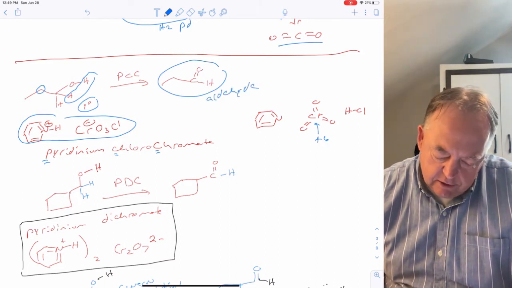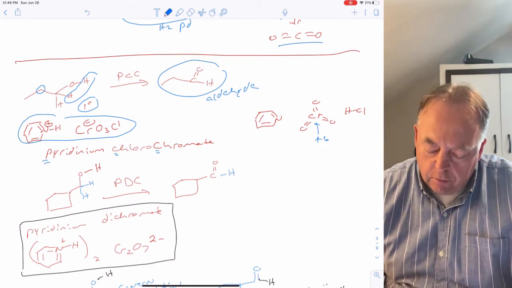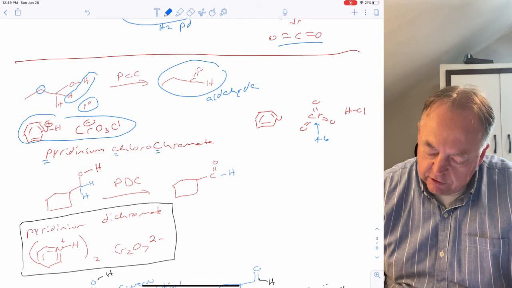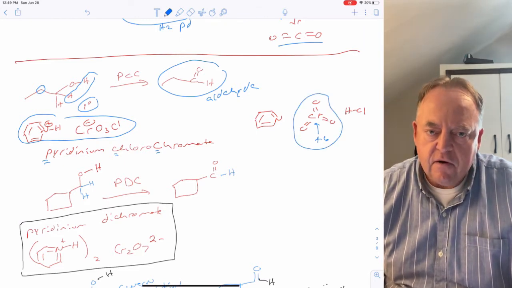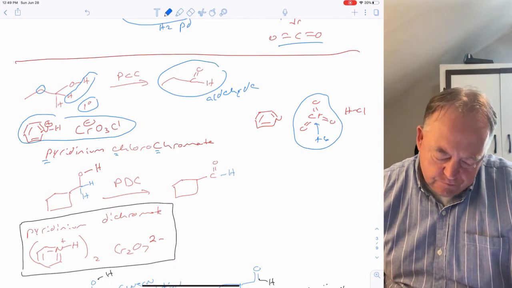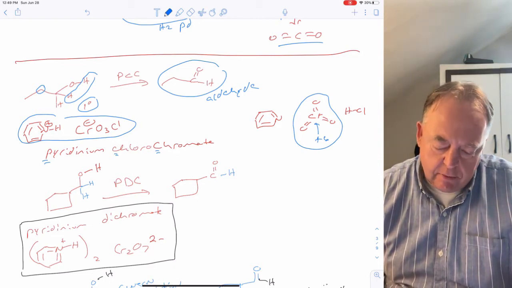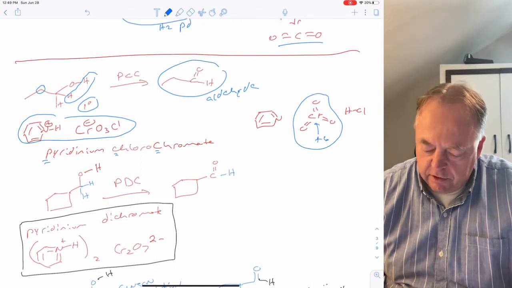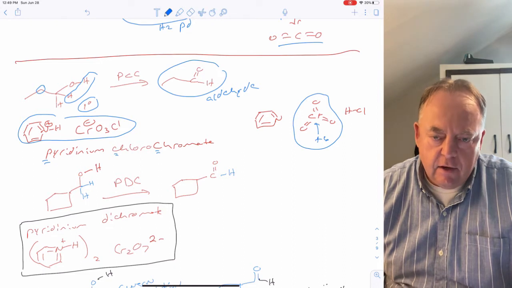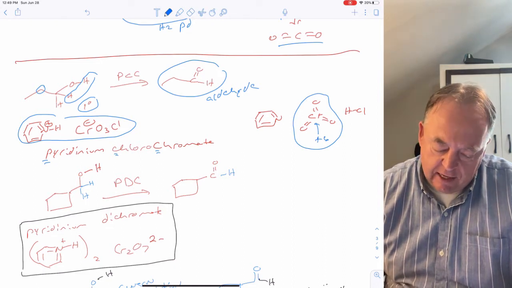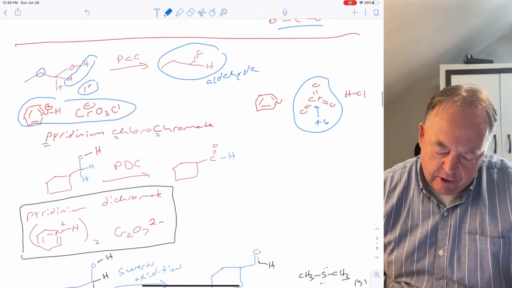These chromium-based reagents are not very favorable to use because this chromium's in the +6 oxidation state. Chromium is very toxic. So it's a very efficient reaction in organic chemistry, but it does have a downside because you have chromium salts that are very toxic, so you have to have very stringent controls on how you handle the waste from those reactions.